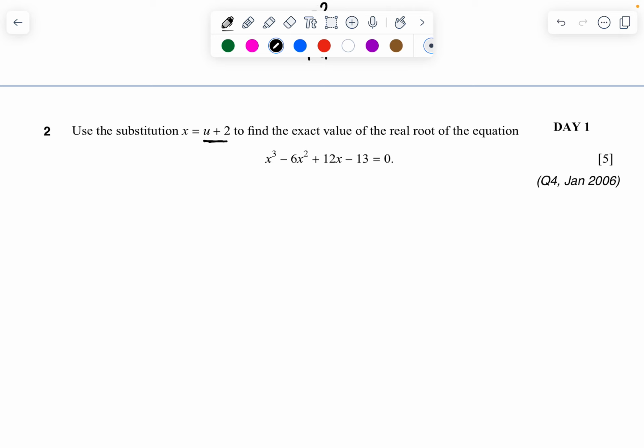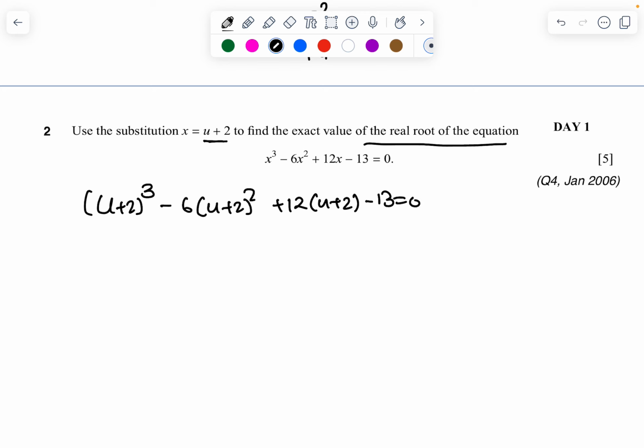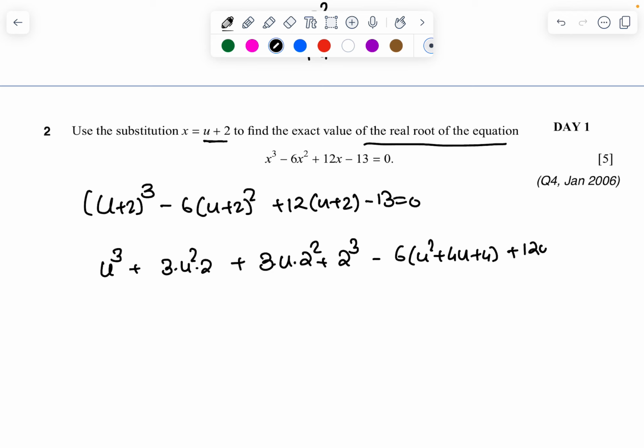Use the substitution x equals u plus 2 to find the exact real root of this equation. So what am I going to do with that? X equals u plus 2. So it becomes u plus 2 whole cube minus 6 times u plus 2 whole square plus 12 times u plus 2 minus 13 equals 0. So u cube plus 3a square b plus 3ab square, formula I am using, plus 2 cube minus 6 times u square plus 4u plus 4 plus 12u plus 24 minus 13 equals 0.